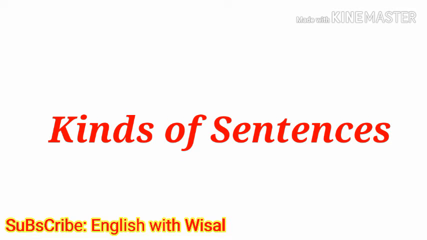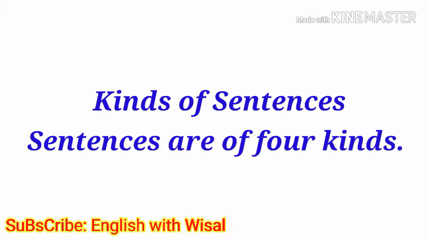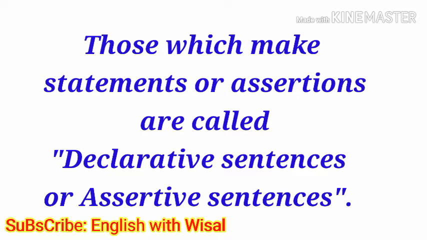Now let's come to the kinds of sentences. Sentences are of four kinds. Those which make statements or assertions are called declarative sentences or assertive sentences. Such sentences in which we have a statement may be negative or positive.